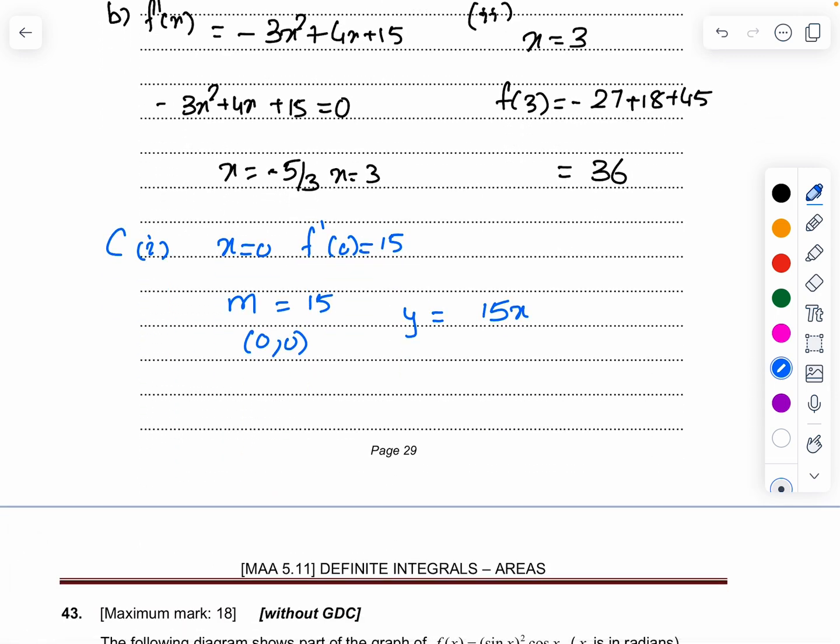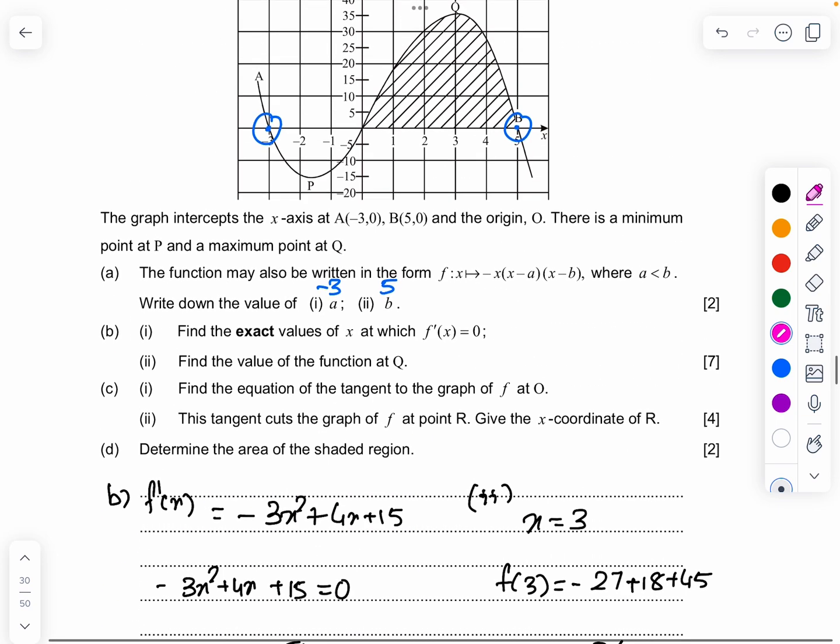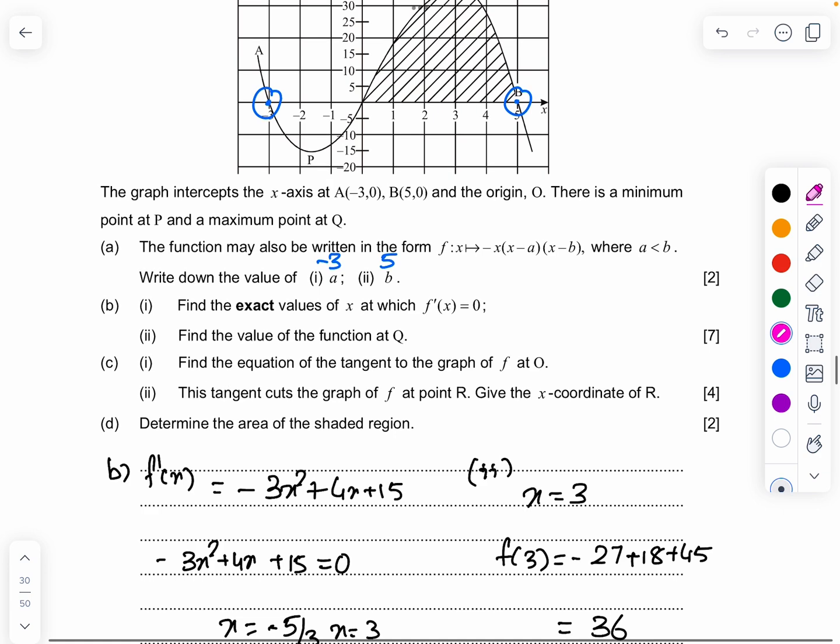So for part 2, minus x cube plus 2x square plus 15x equals 15x. So it becomes minus x cube plus 2x square equals 0. So negative x square times x minus 2 equals 0. So x equals 2. Then finally find the area of the shaded region. Use the GDC to get the area of the shaded region as 150.